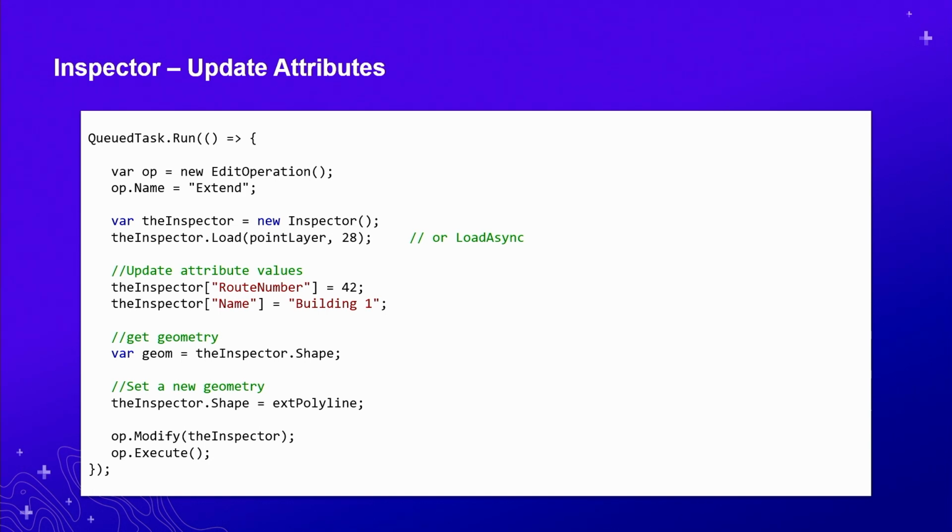To make that edit actually happen, I just say EditOperation.modify the inspector, or whatever I called it, and then execute, and it goes ahead and updates those attributes with whatever I specified.